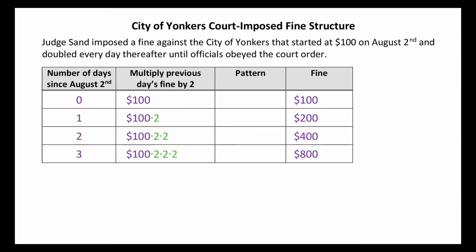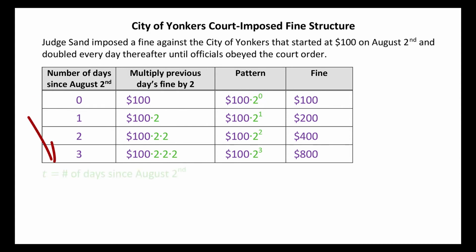So I see a pattern here. On day 3, the fine is $100 times 2 cubed. And on day 2, the fine is $100 times 2 squared. And on day 1, the fine is $100 times 2 to the first power. So on day 0, the pattern should continue, and the fine should be $100 times 2 to the 0. And since 2 to the 0 is 1, the fine is indeed $100.